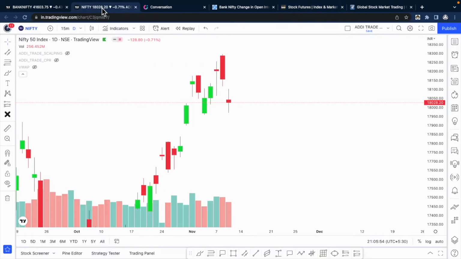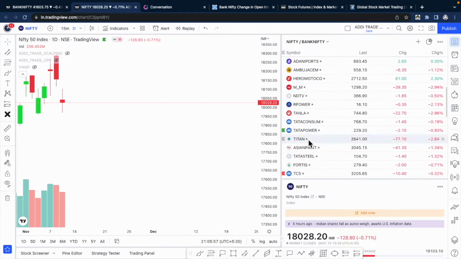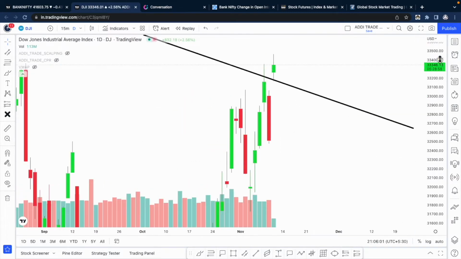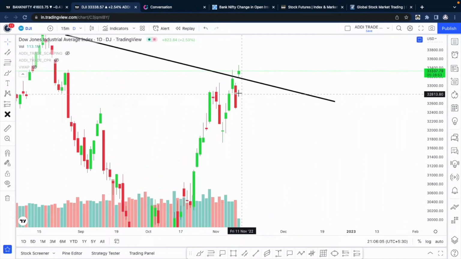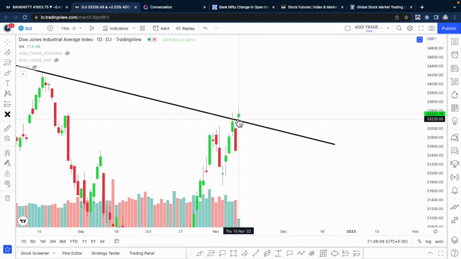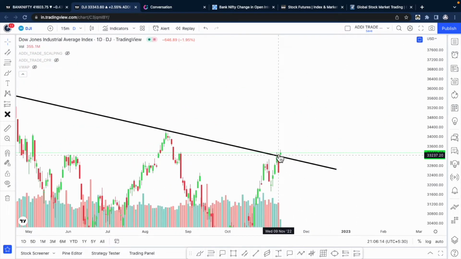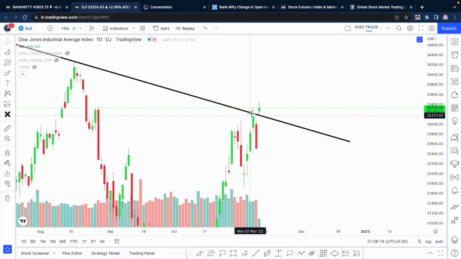We'll just see the Dow Jones chart as well. See, yesterday we saw there was a beautiful red candle at this resistance. It did look like we were taking resistance here, but today we have gapped up above this trend line that we have in the US market, and we are still hovering above it. So the gap up is sustaining. We'll have to wait and see until the end of the day.